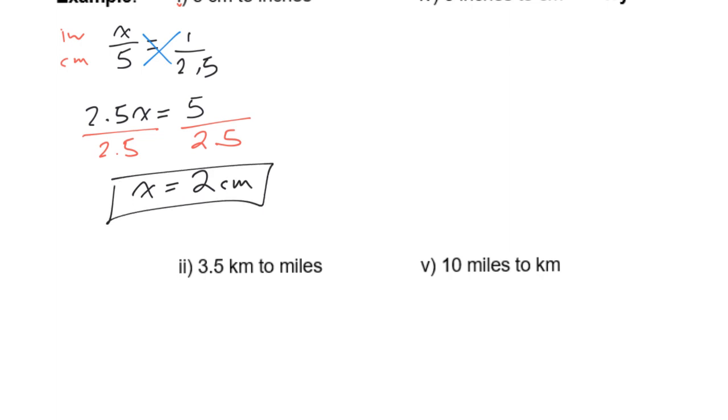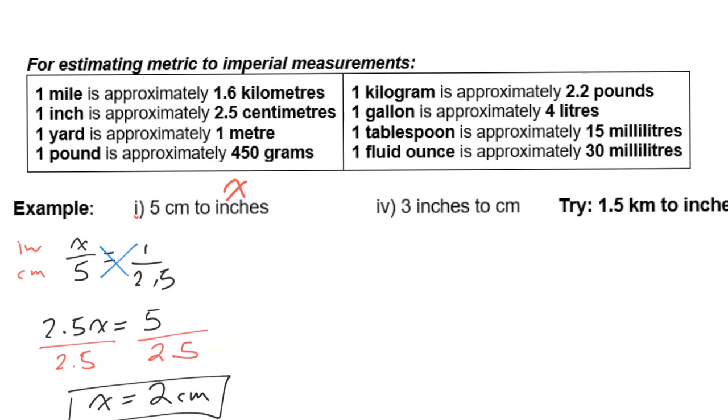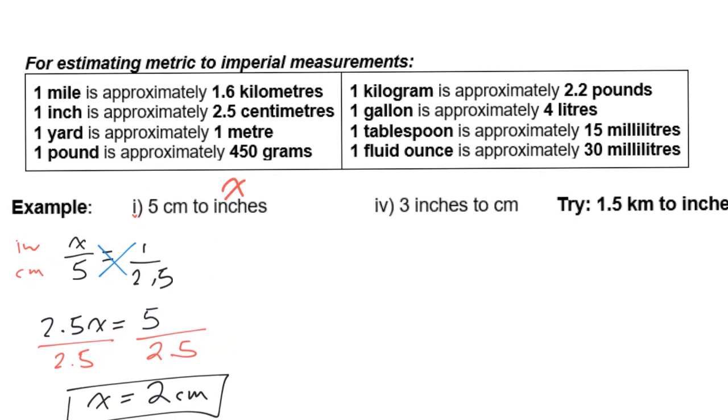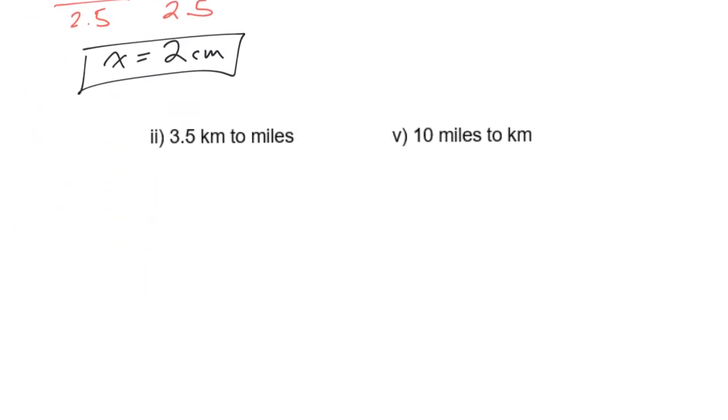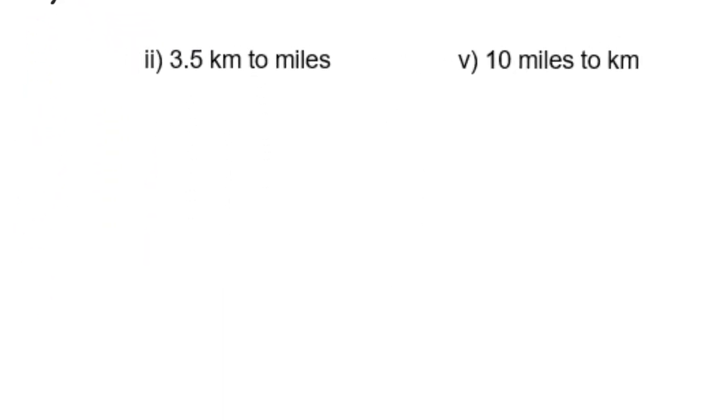Now let's do the same thing for question number 2. Remember that we said that 1 mile was approximately 1.6 kilometers, right? Now, for this next problem here, 3.5, we're going to change 3.5 kilometers to miles. So here's what we do.